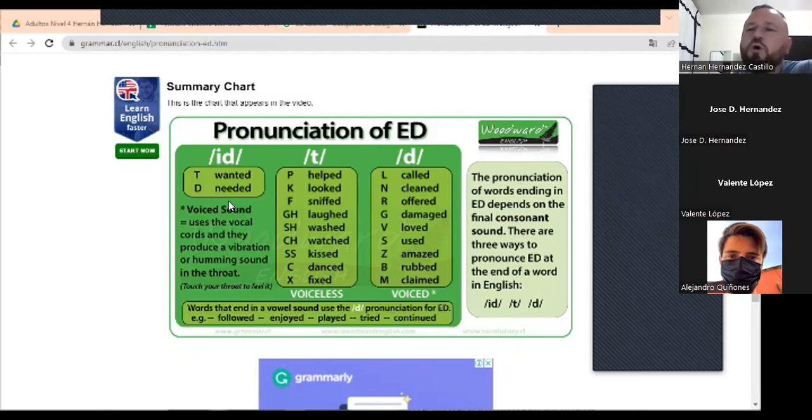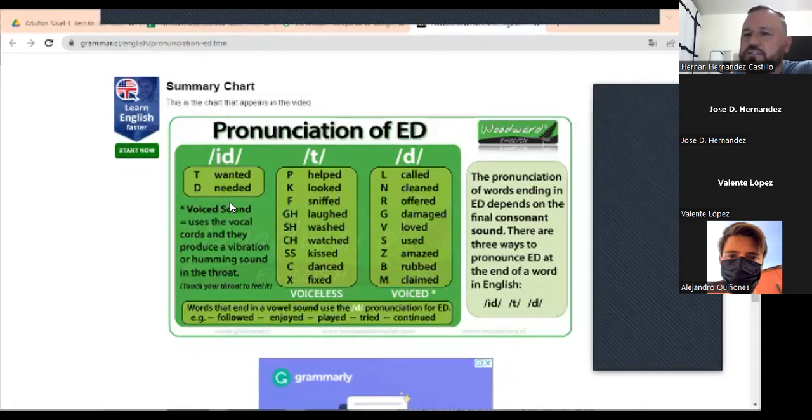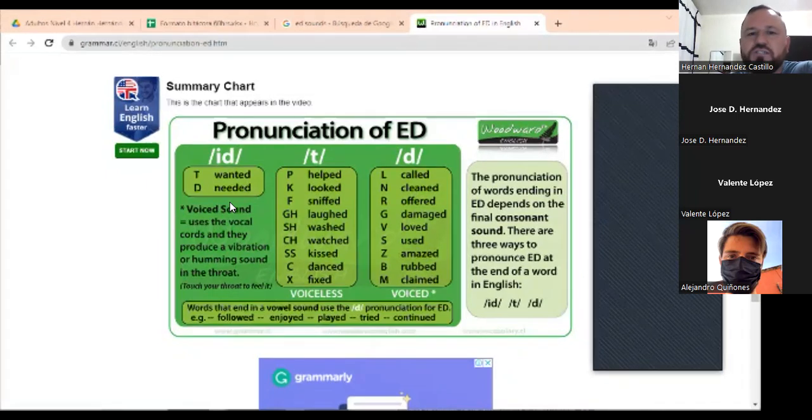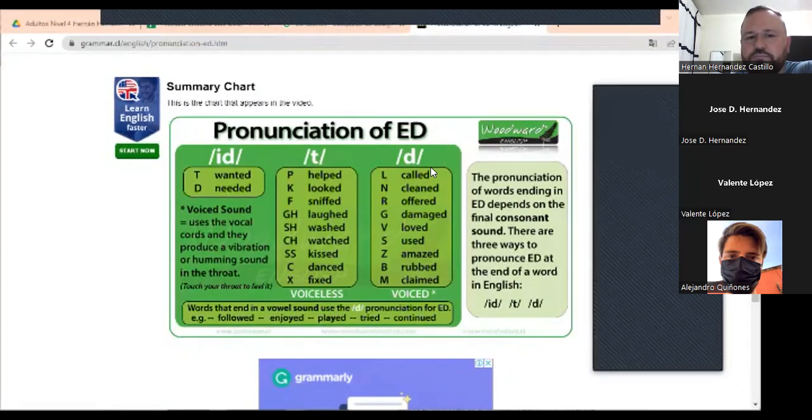Okay, but notice that it's not an ed sound, it's more like an id. Wanted, needed. Okay, so only the words that end with a T or a D will have this pronunciation. The rest will either have a T or a D sound. Okay, so let's explain how we know when to use which sound.